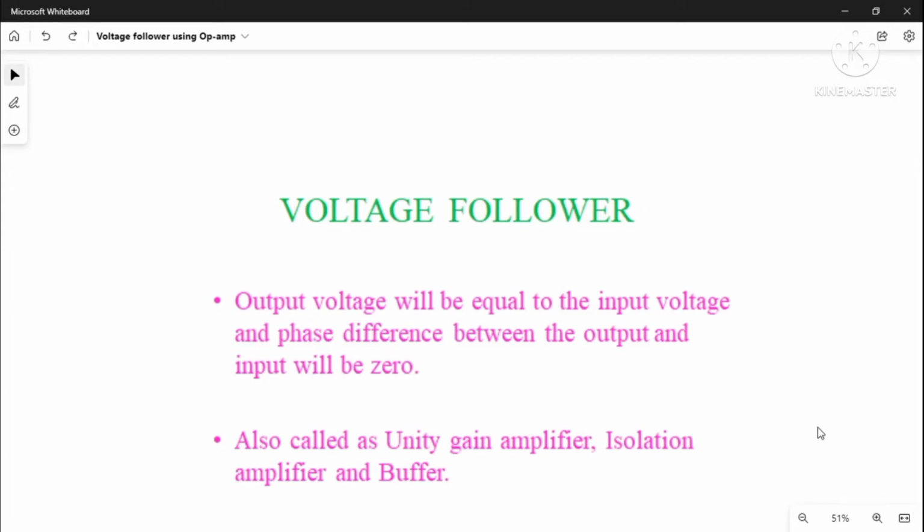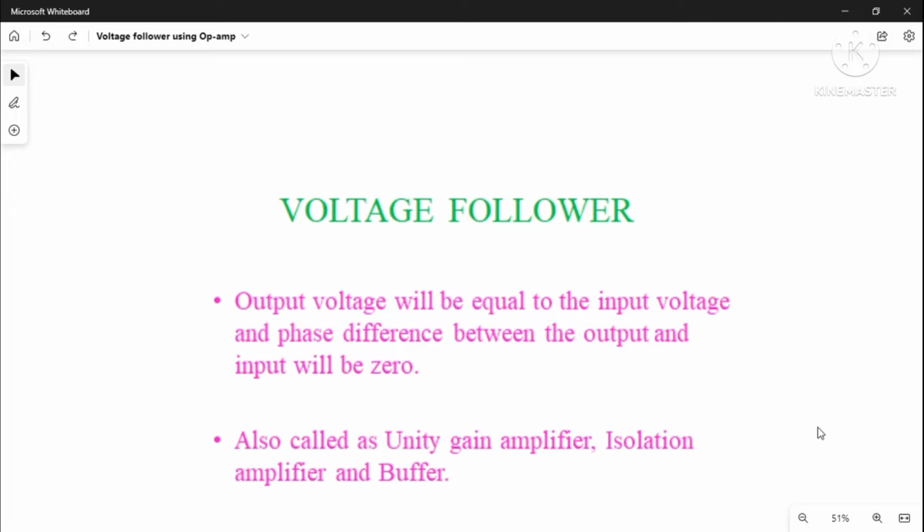Hello friends, today we will discuss about voltage follower. First we will discuss what is a voltage follower and how we can construct a voltage follower using op amp. Finally we will discuss one application example.